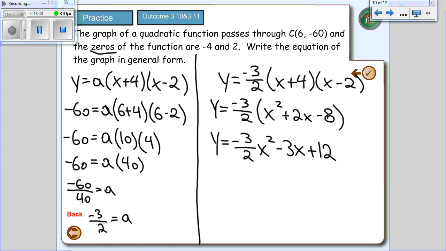And I suggest you use fractions, just because that's where your lives are headed, that they're going to force you to use fractions. And if you use decimals, fine, right? Either way, you're fine. I'm just giving you a heads up that fractions are where your life is headed in math. Then I take that a value, sub it back into my factored form. I FOIL, and then I distribute it, and that's my answer.